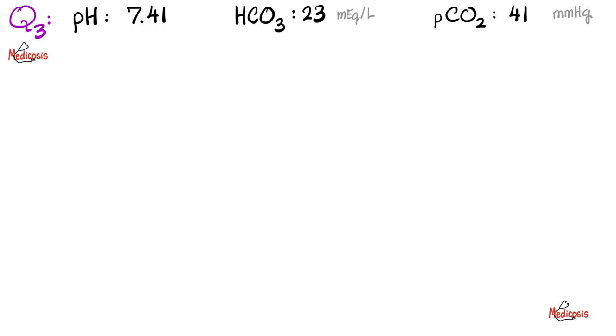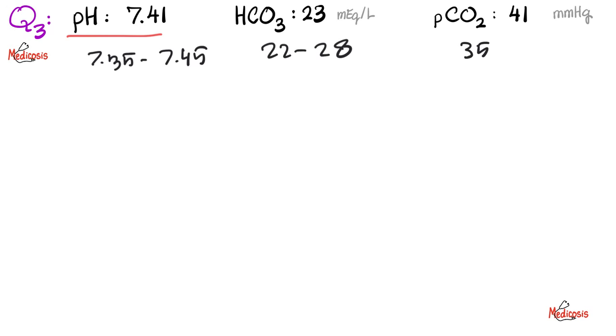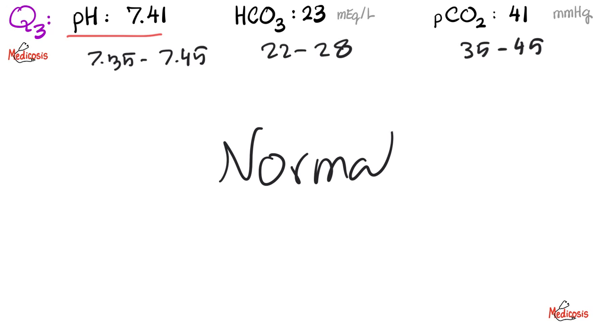Next, question number 3. Please pause. First, you look at the pH alone, okay? Normally, the pH should be between 7.35 and 7.45. This is within the range, so this is normal, okay? How about this? It's within the range and is normal. How about this? It's within the range and is normal, so therefore this is a normal person. This is not a patient.